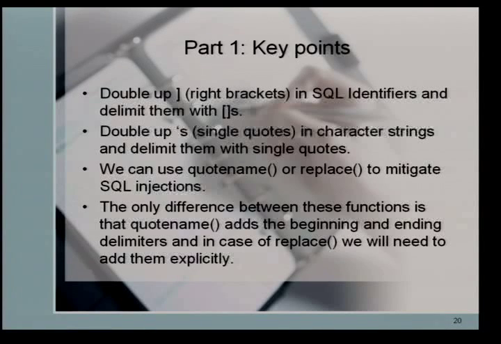So just to highlight the key points till now, if you're preparing a delimited identifier, double all the occurrences of right square brackets and add the beginning left square bracket and ending right square bracket as the delimiters. For string data, always double the occurrences of single quotes within the string data and use the single quotes as the delimiters. We can use QUOTENAME or the REPLACE function, and the only difference between these 2 functions is QUOTENAME adds the delimiters and the REPLACE function doesn't.